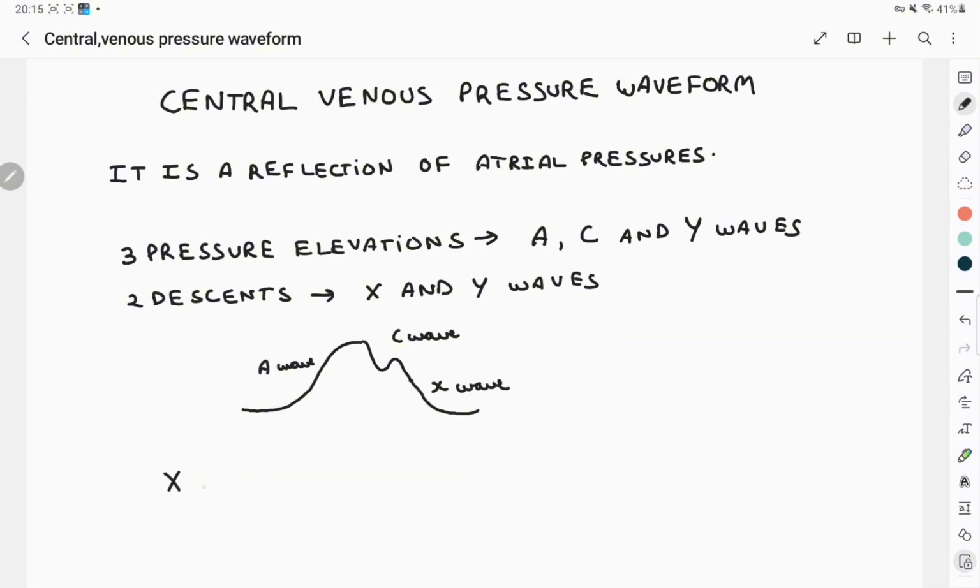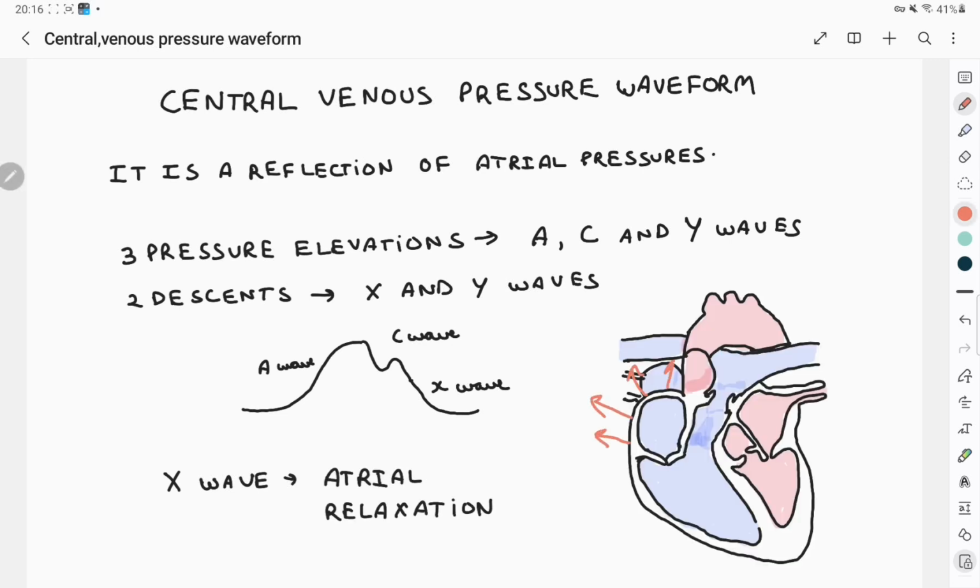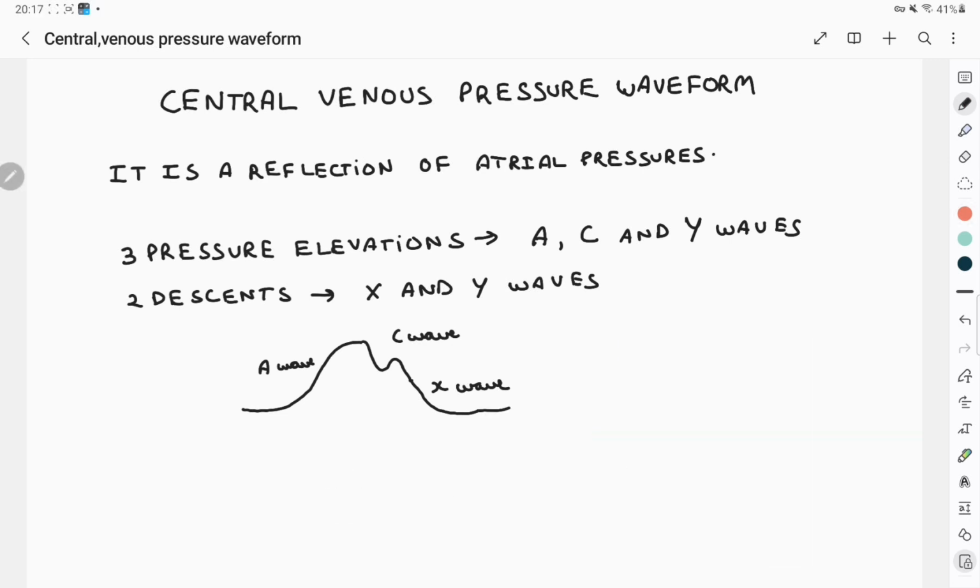The X descent is a fall in pressure caused by atrial relaxation. The blood flows from the right ventricle into the pulmonary artery at this time.